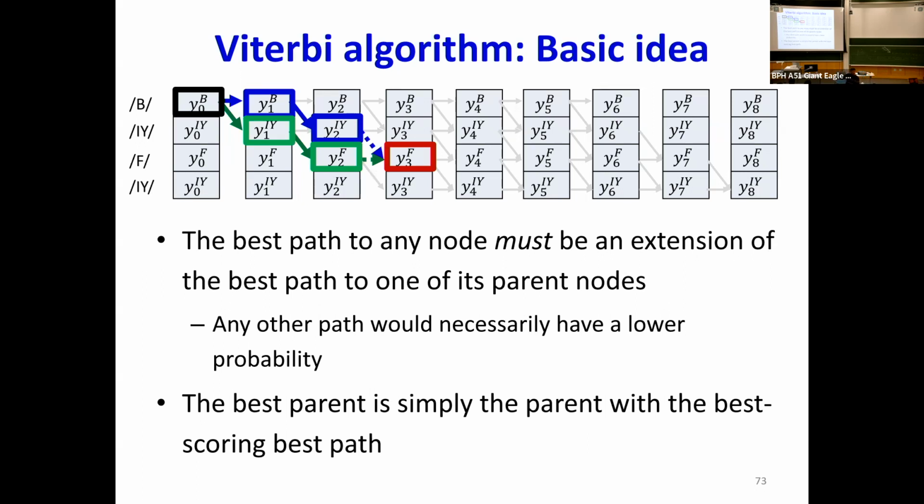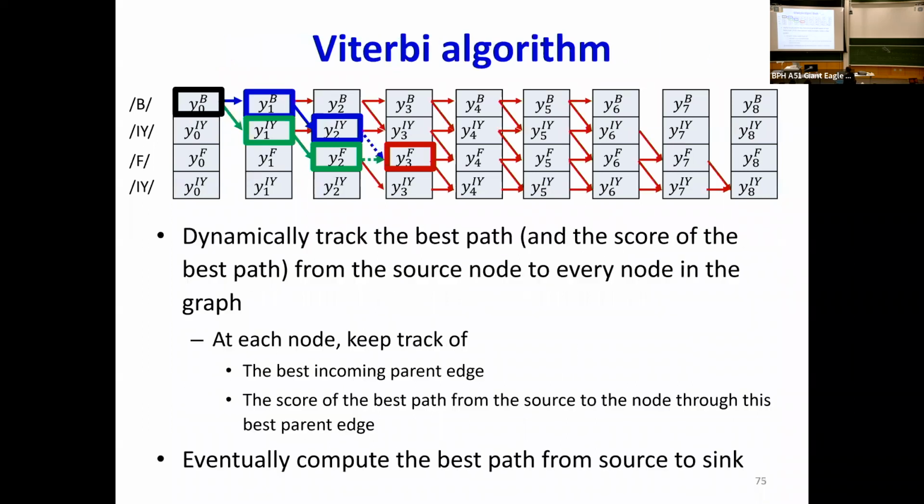So is this making sense? This is easy, right? And so this gives me the simple Viterbi algorithm. I'm going to dynamically track the best path from the source node to every node in the graph. At each node, I'm going to keep track of what is the best parent and what is the probability of the best path to the node. And I'm just going to do this left to right. I do this forward computation from source to sink, and then work my way back to find the actual best path.